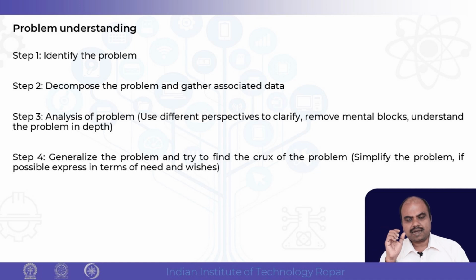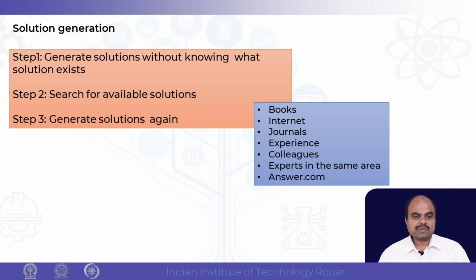Needs means what is exactly required by a user. Wishes are things that, if present, make the customer happier, but if not there, the product is still going to serve the requirement of the customers. Solution generation: there are several ways to do solution generation. First of all, it is better that we solve the problem without knowing the existing solution. Then we will get new solutions, because otherwise we will get influenced.